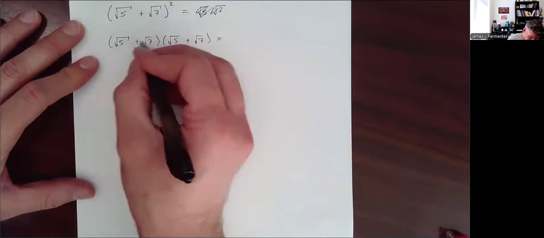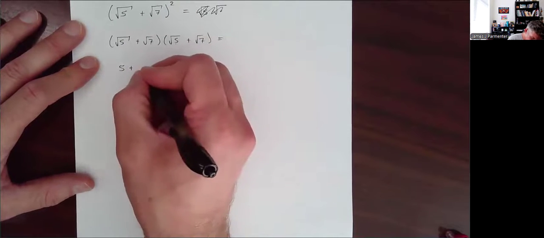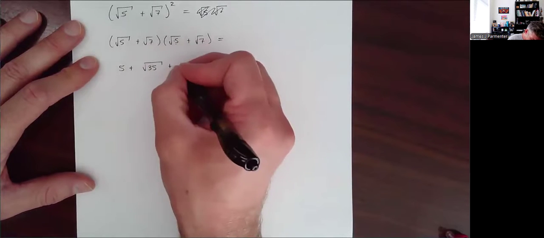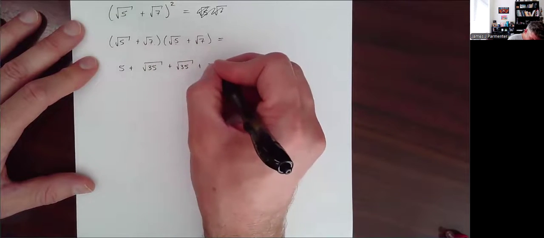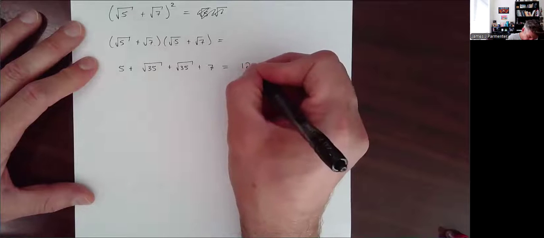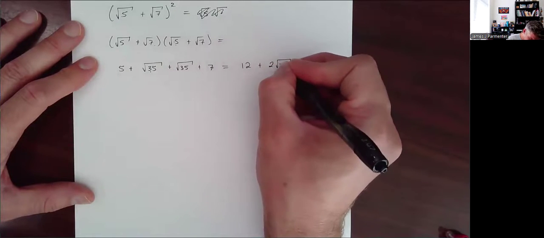And that's going to be root 5 times root 5, which is 5. Root 5 times root 7, which is going to be the square root of 35. Root 7 times root 5, which is also the square root of 35. And root 7 times root 7, which is 7, or the square root of 49. And then we have 5 plus 7, which is 12. And square root of 35 plus square root of 35 is 2 times the square root of 35.